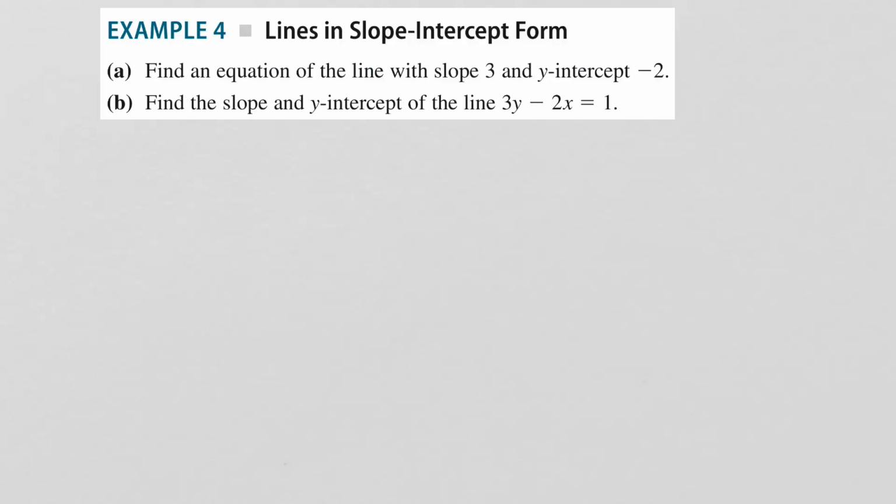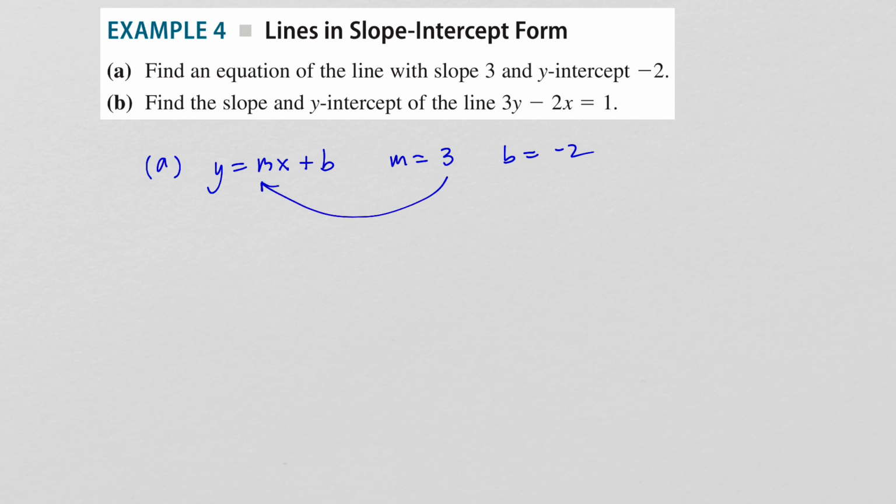So for example, find an equation of a line with slope equals 3 and y-intercept equals -2. To do this problem, we just need to remember y equals mx plus b. In this case, they're telling us the slope, which is m, is 3, and the y-intercept, which is b, is -2. So if I just plug those quantities in here, we get y is equal to 3x plus -2.